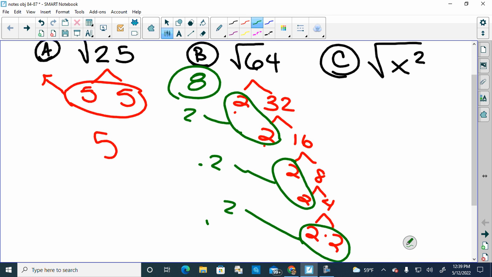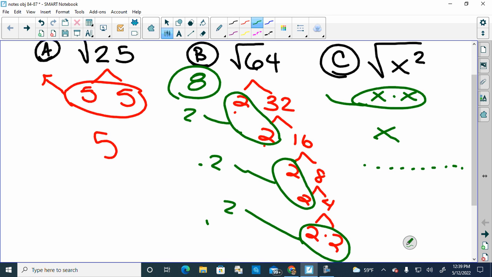Okay, so now variables. Variables are the same way when you break them down. This really means x times x, right? So that means I have a pair of them, so it comes out. So x to the second power is a perfect square. It's just x. Okay, so that's one way, which is easy when you have small numbers. But say you had a number like x to the 22nd. You're not going to want to write out 22 x's and then circle to figure out how many you would be able to take out.